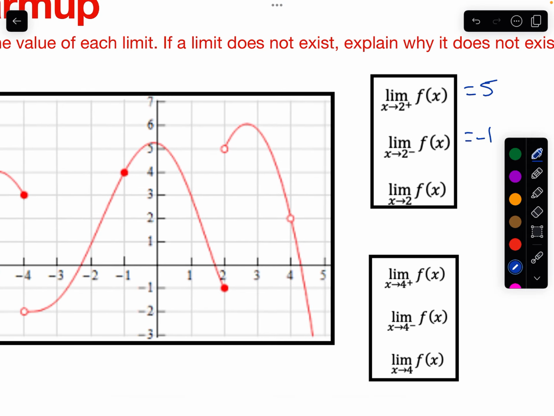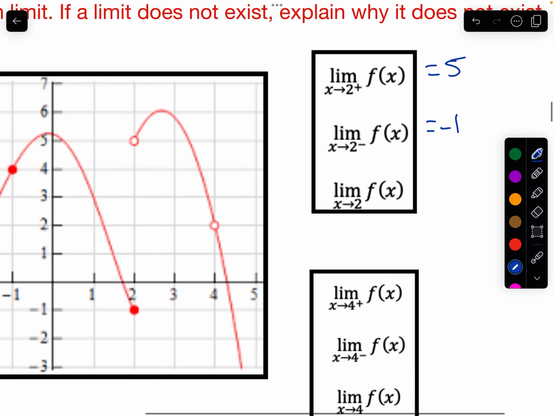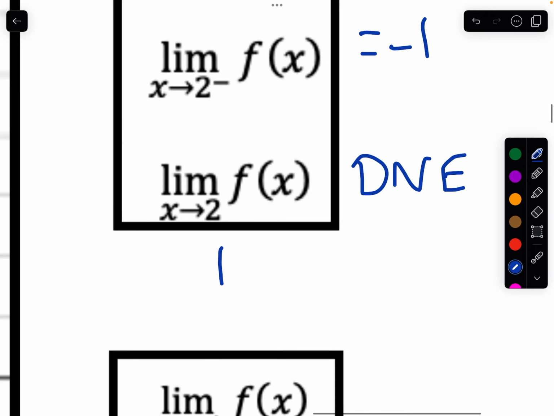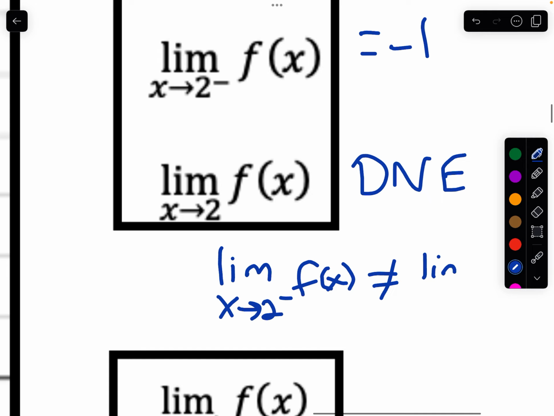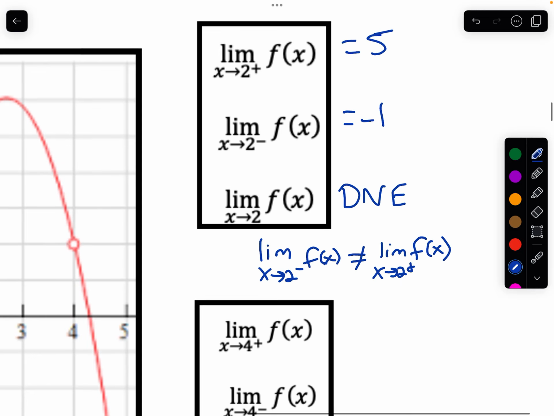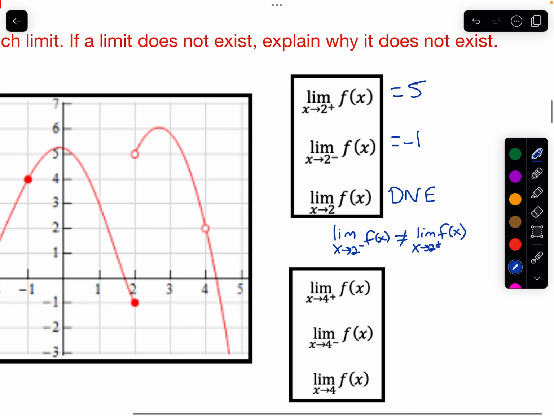Now, because those two values are different, the two-sided limit here does not exist. It does not exist because the limit as x approaches 2 from the left of this function is not equal to the limit as x approaches 2 from the right of this function. If the one-sided limits aren't equal, the two-sided limit does not exist. There's a jump here.